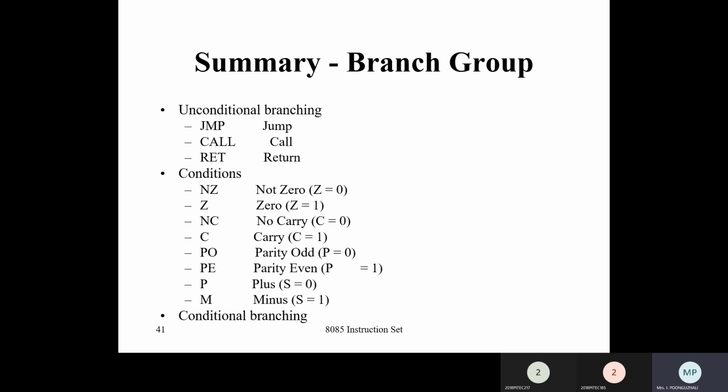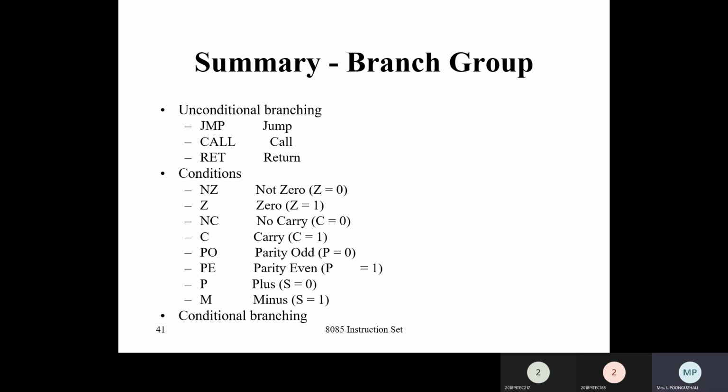Then, the branch group of instructions, where we have to move, jump, go to that address location. Call is for a program which is stored in that location. Now, I have written a program at location 2000, and I will be calling it. So automatically control moves from the main program to the sub program. Then at the end of the sub program, the last line will have a return instruction.